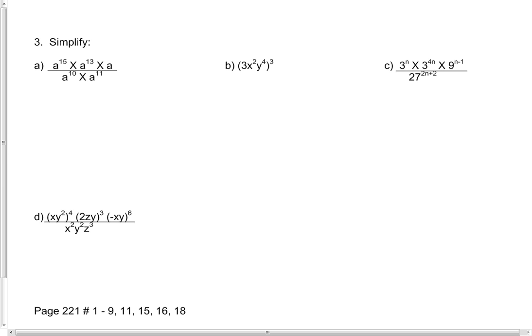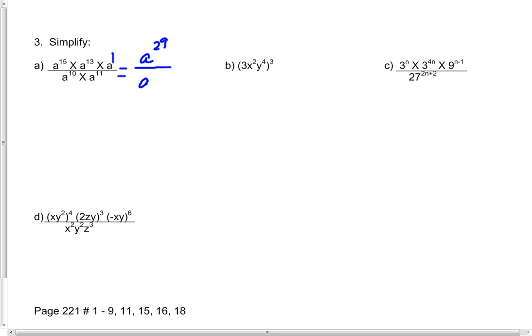8 to the 15th times 8 to the 13th times a over 8 to the 10th times 8 to the 11th. So my numerator I consider one thing, and I am going to use the rule of multiplication and add all the exponents. So I have a to the 15th times a to the 13th times a to the invisible 1, so that I make sure I add that 1 when I add my exponents. That would give me a to the 29.